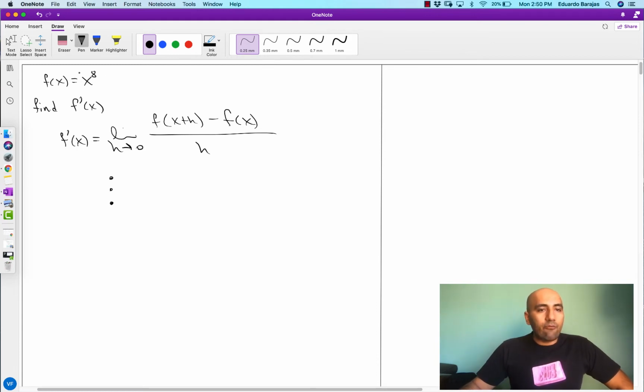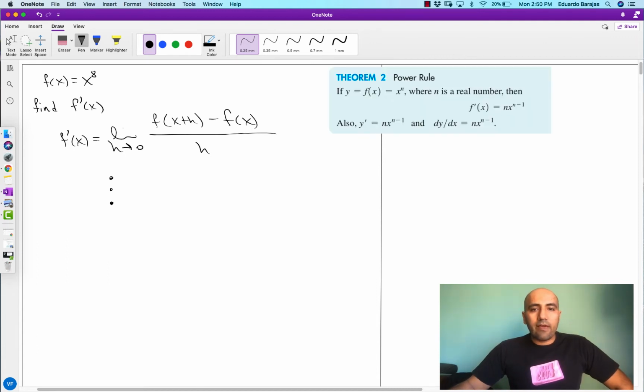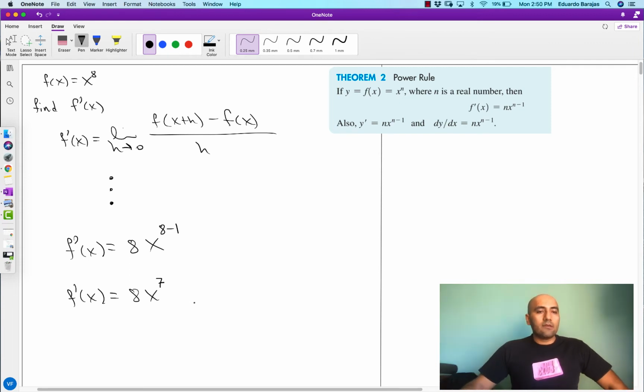We know that if we have something that fits the form f of x equals x to the power of n, we know its derivative is just equal to nx to the n minus 1. Bring the exponent out in front and subtract 1 from the exponent. So that's what we can do here, and that's good enough to solve the derivative. So f prime of x is equal to 8x to the power of 8 minus 1, right? And then we can simplify that and say f prime of x is equal to 8x to the power of 7. Good?